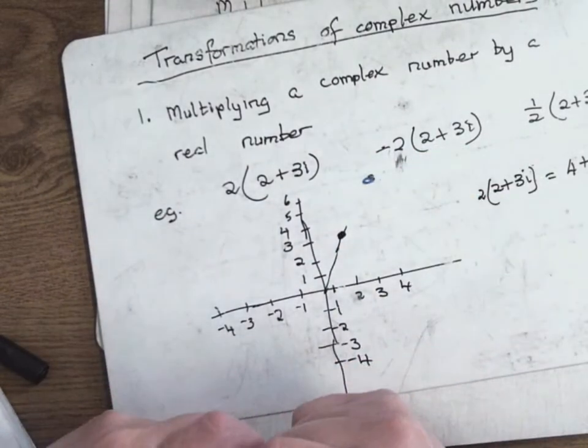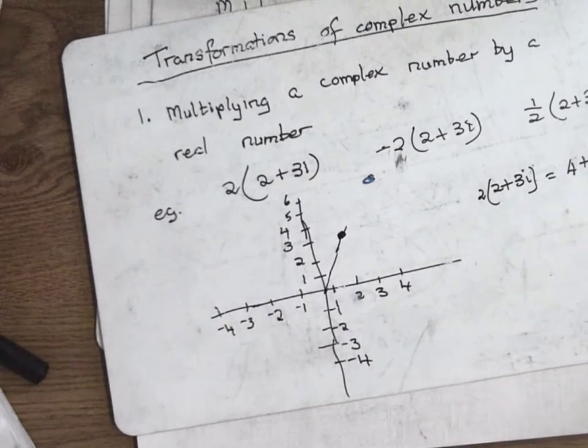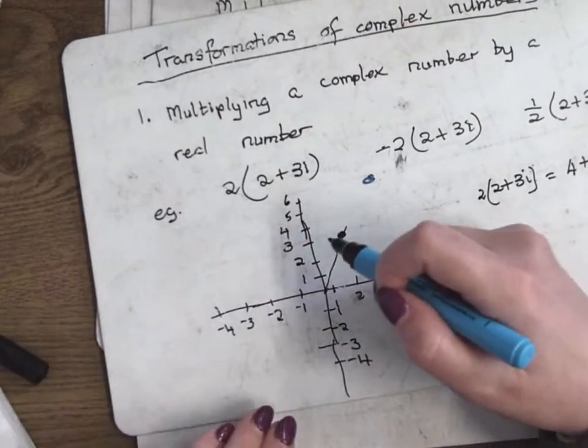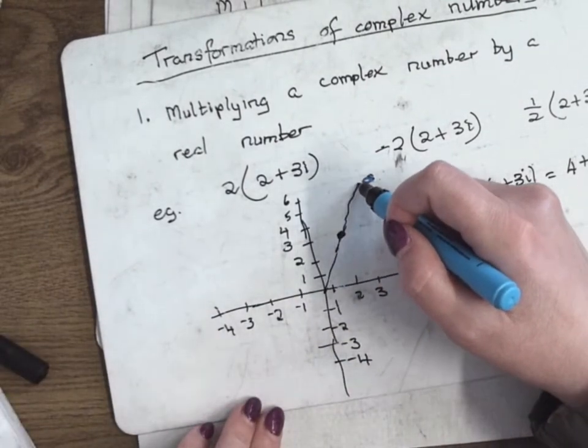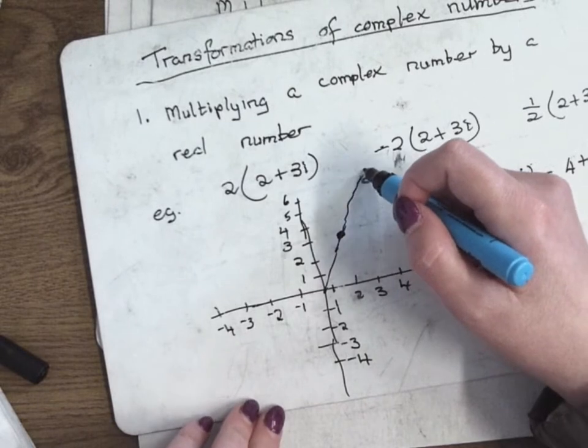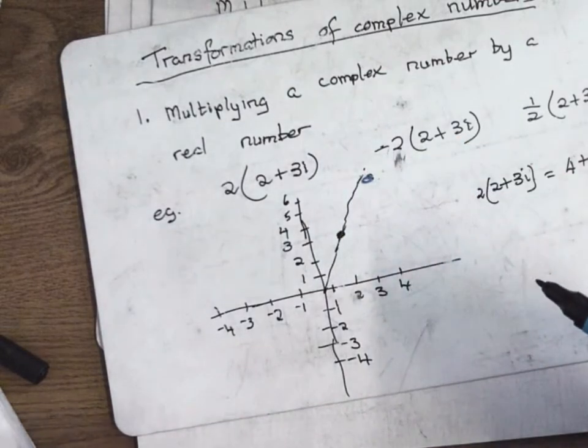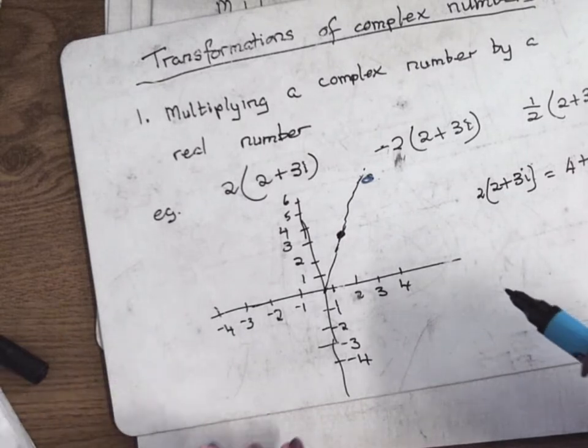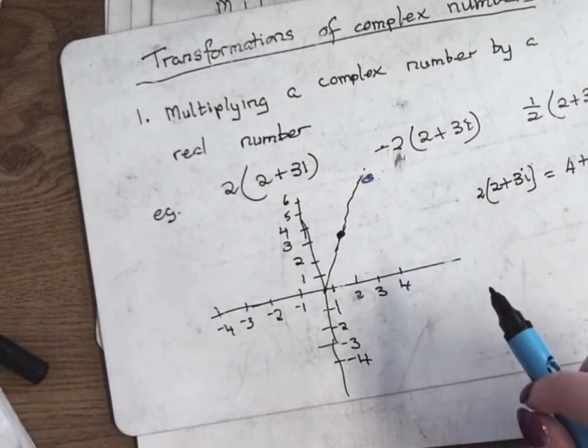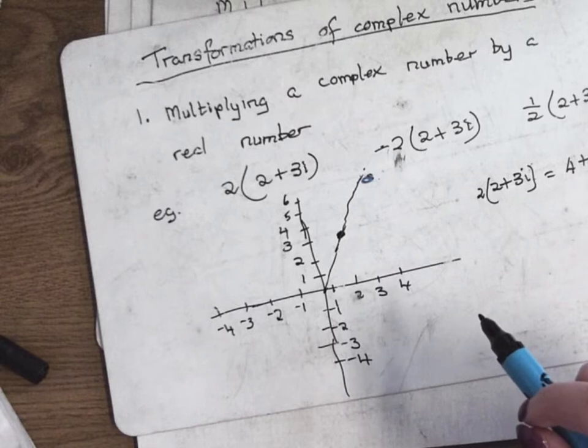It's still on the same line, okay? It's just further from the origin. Would you agree? It's still on the same line, well, it should be if I do it accurately. It's just further from the origin. Agreed? Guess how much further it is from the origin. You multiplied it by 2, so it's now twice as far from the origin.